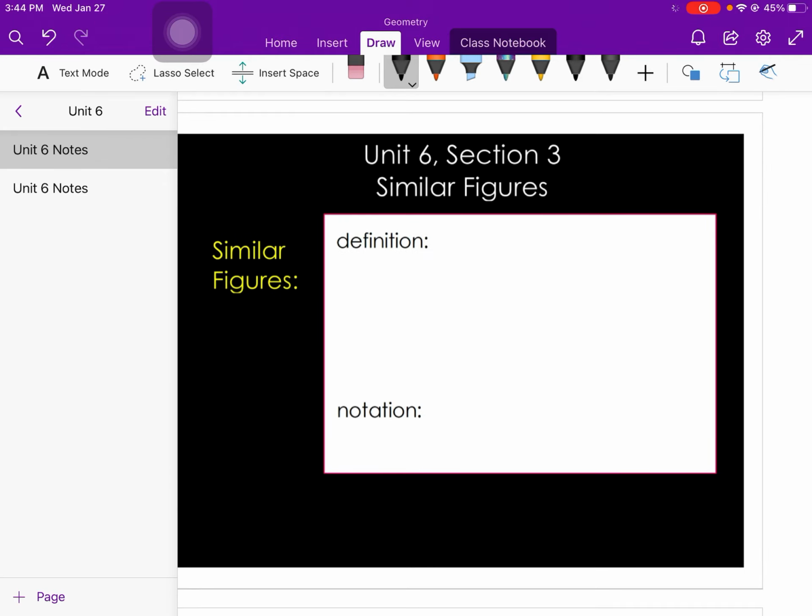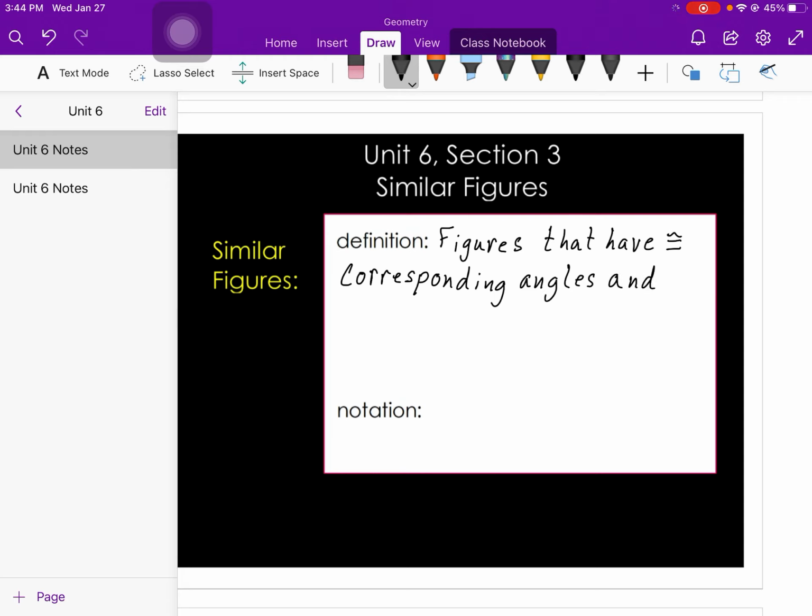So we've been talking about similar figures and just that word similar a lot. The definition that we're going to be looking at is figures that have congruent, I'm just going to be lazy and use the symbol, corresponding angles, so the angles are the same, and corresponding sides that are proportional.